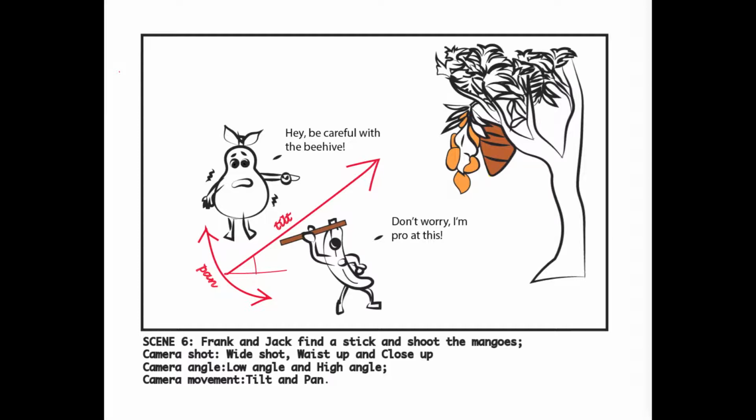Jack aims for the mangoes and releases the wooden stick. As soon as the stick flies out of his hand midair, Frank notices that he's going to miss the target and the stick is going to hit the beehive. Trouble alert, and guess what happened next? Dolly moment of camera here.